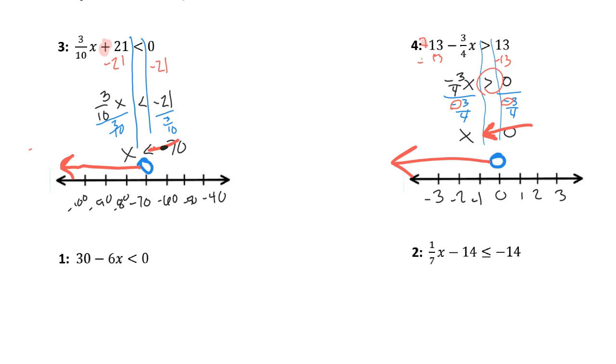Then you know that it should be an open circle going to the left. Your number line can look different than mine. That's okay, as long as it's over negative 70.